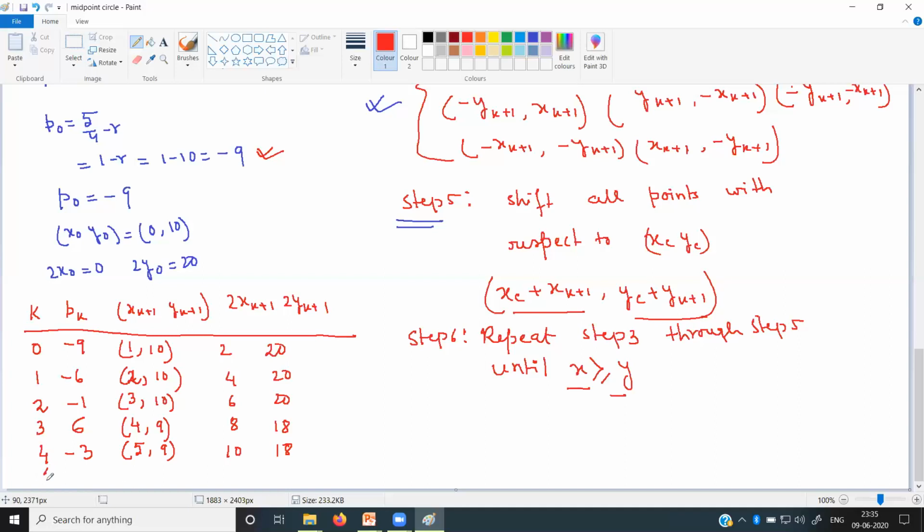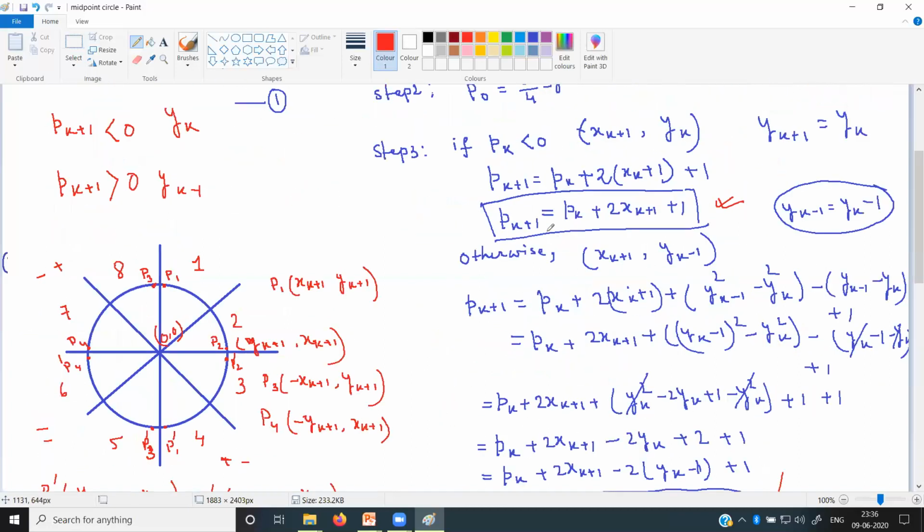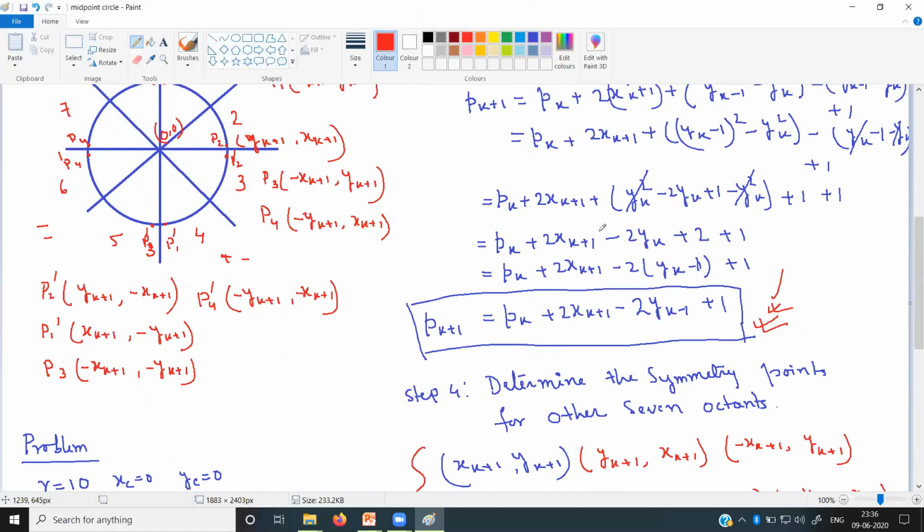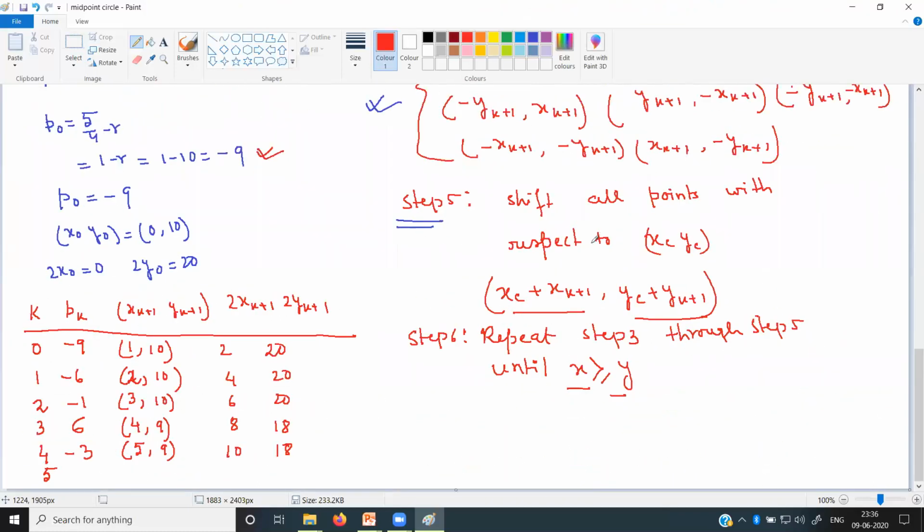Now in the fifth iteration, again I have to compute the decision parameter based on the previous value. So here pk is less than 0. So how can we compute? Following the previous equation, pk plus 2xk plus 1 plus 1. So here minus 3 plus 10 plus 1. That means minus 3 plus 10 is 7 plus 1. So it will be 8.